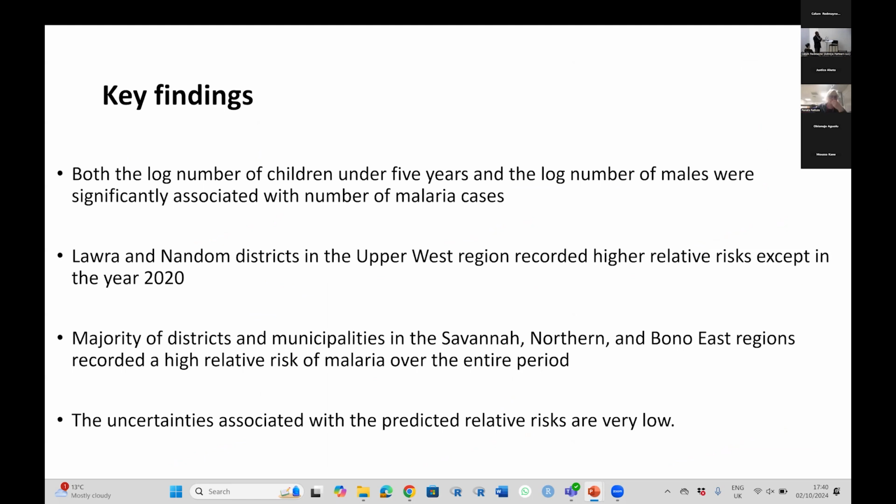We realized that both the log number of children and that of number of males were associated with malaria transmission. Then the Lawra district and another district in the Upper West region recorded higher relative risk except in the year 2020. A majority of the districts and municipalities in the Savannah, Northern, and Bono East regions recorded a higher relative risk of malaria over the entire period. And the statistics associated with the predicted relative risks are generally very low.